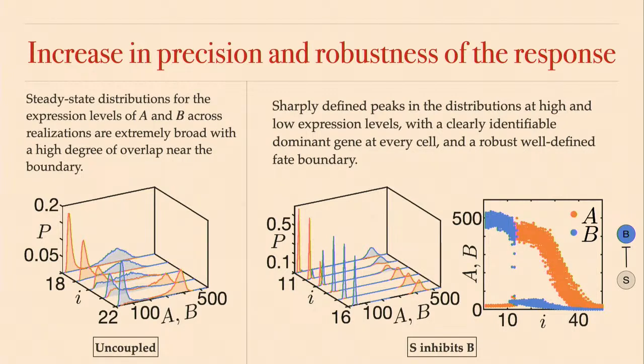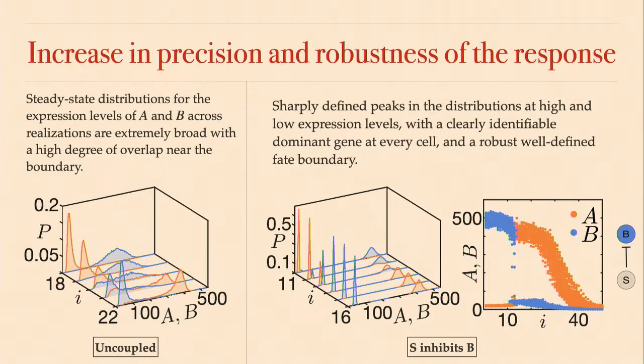If you take a large number of simulations and look at the distribution, you see that in the uncoupled case the distributions are kind of overlapping, which means it's not clear what the final level is going to be, sometimes high, sometimes low. But when S inhibits B, it's clearly separated. It's either A or B, right? So that's what's happening up here. This is the high level, it's either A or B.